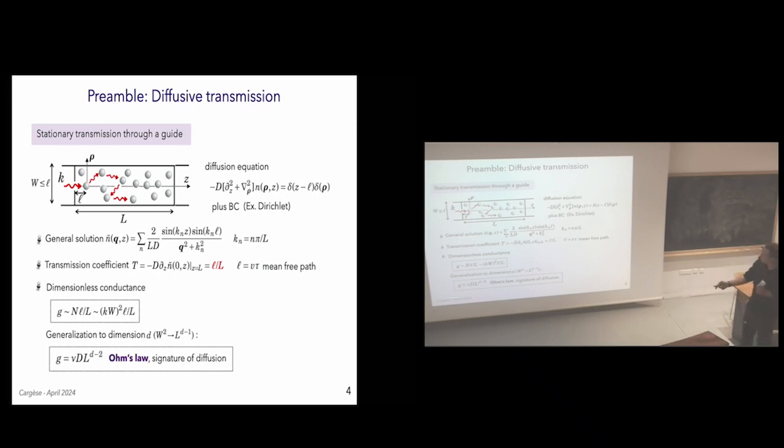But you can generalize it formally to any dimension by substituting for the cross-section the thickness to the d-2, in which case you obtain a very well-known relation for the dimensionless conductance of diffusive conducting systems. This is sometimes called the Ohm's law. What is important here is the algebraic dependence on the sample size, which is a characteristic signature of diffusion.